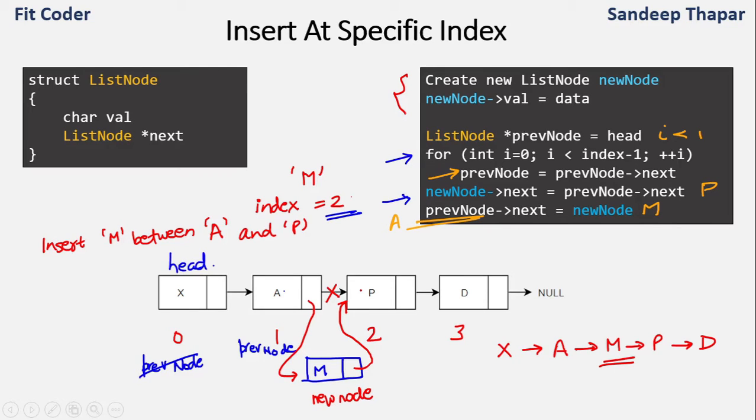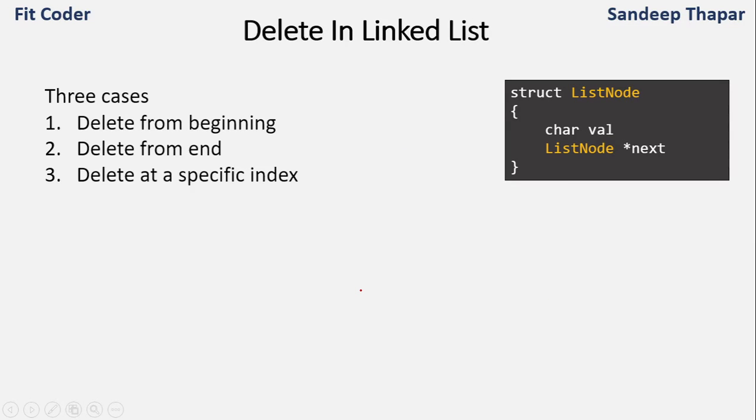Now let's have a look at all the cases which are possible for the deletion of a node. So for node deletion also we have three cases. We can either delete from the beginning or from the end or from a specific index. Let's check all these cases one by one.